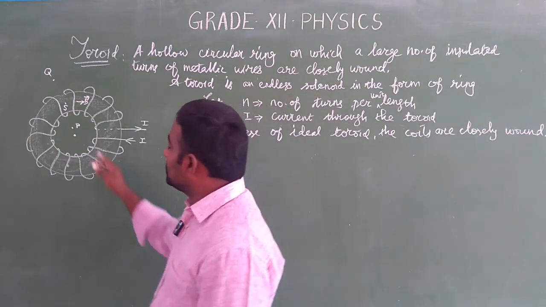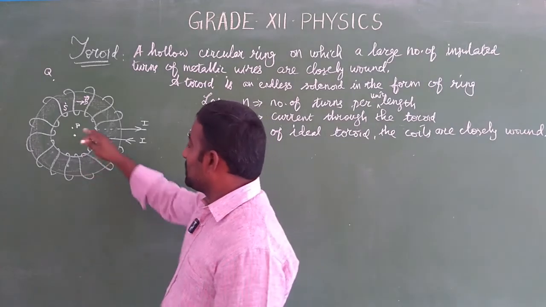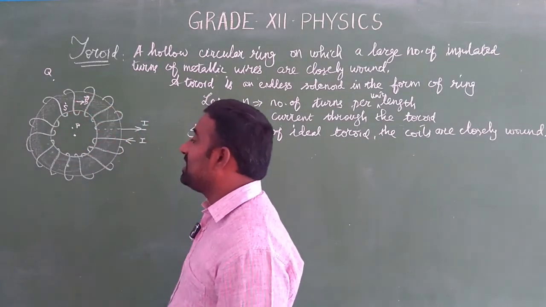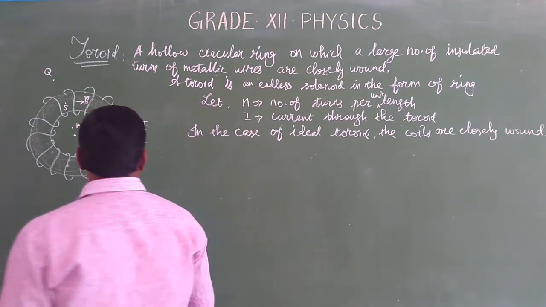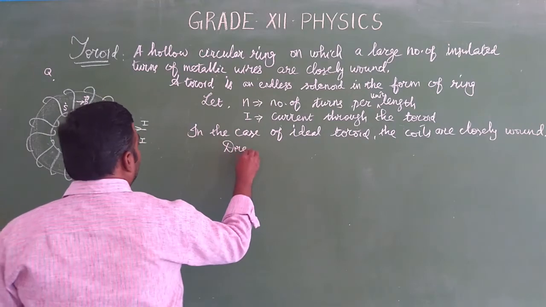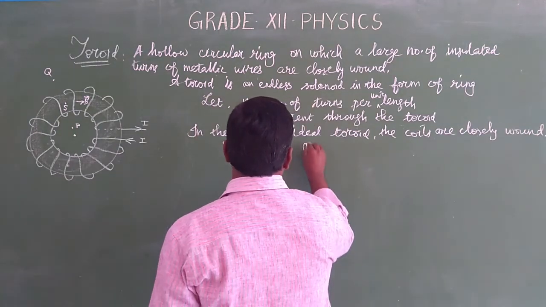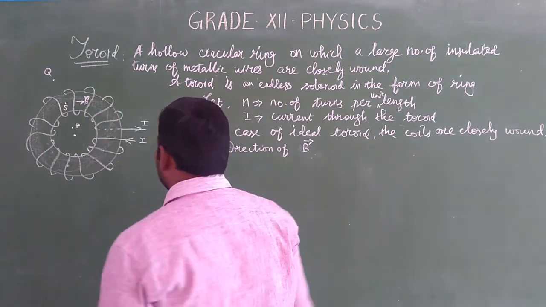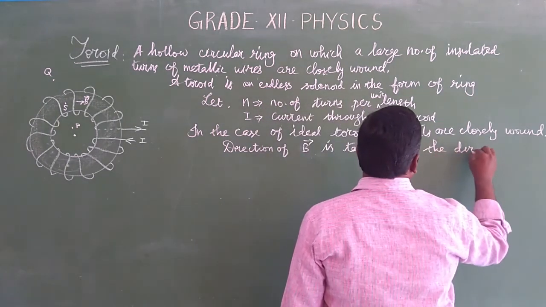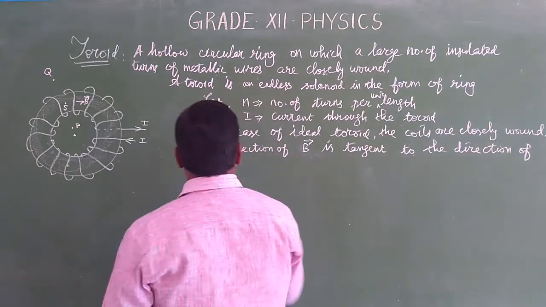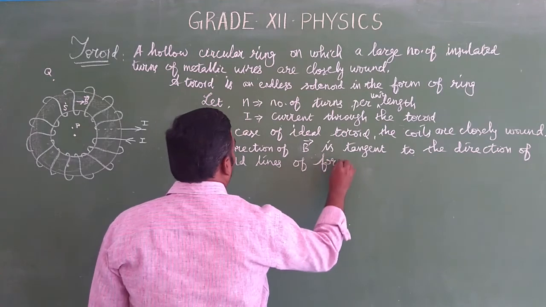Moreover, a constant magnetic field is set up inside the toroid in the form of concentric circular magnetic field lines, and the direction of the magnetic field at a point is tangent to the magnetic field lines at that point. This is one important thing.